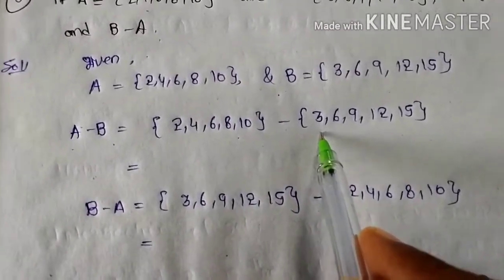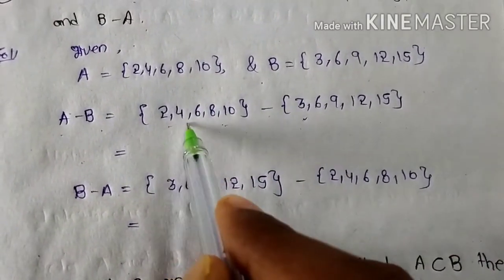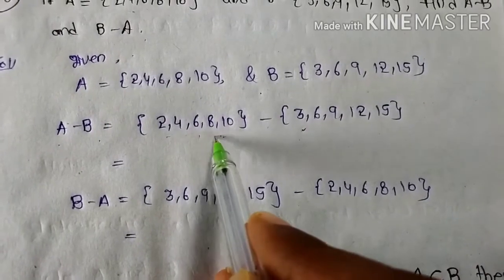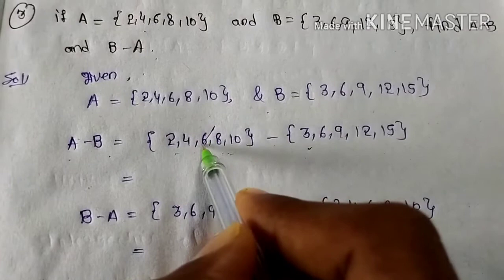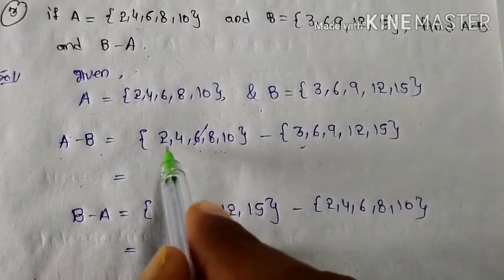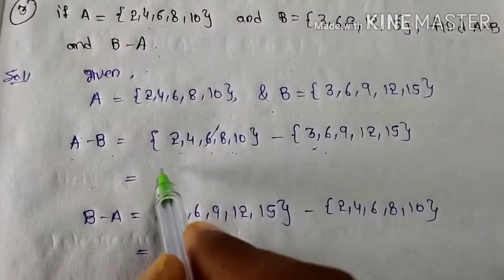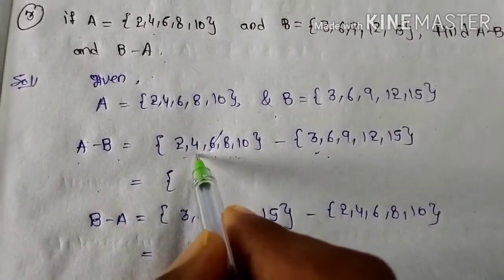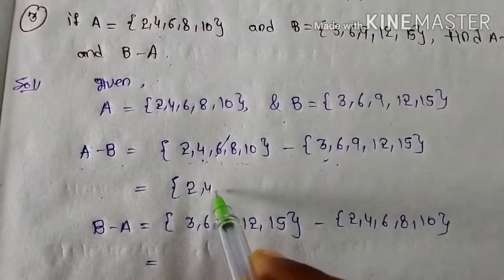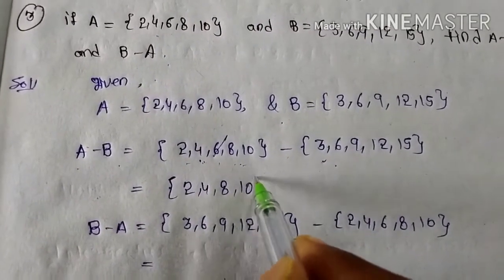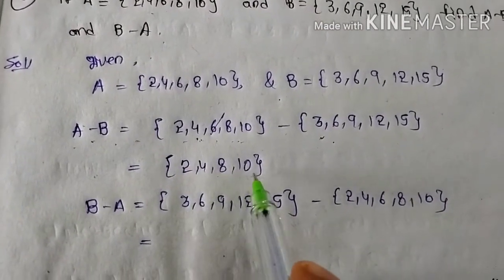Which are the common elements in both sets? 2, 4, 6, 8, 10. Only 6 is common, or not? Yes, so you can cancel only 6. Is there any other common element? There is no other common element in both sets, so you can write the remaining elements of A only. That means 2, 4, 8, 10. This is your answer. A minus B is equal to 2, 4, 8, 10.